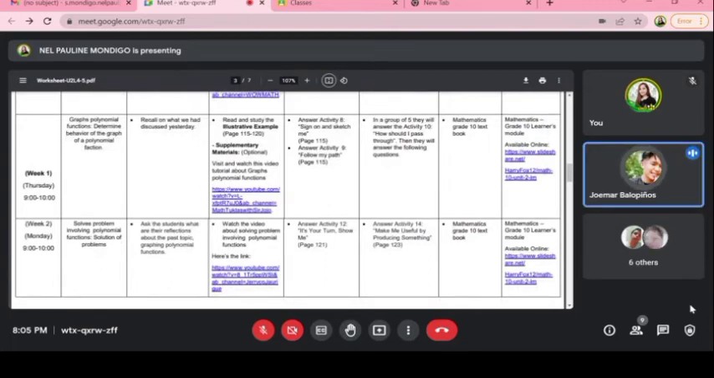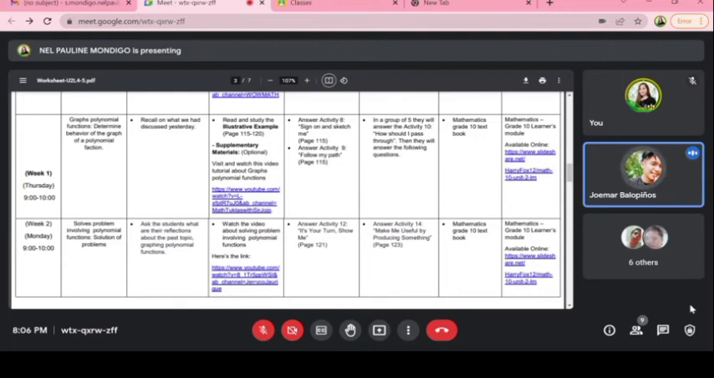On the fourth day of week 1, 9 to 10 a.m., the competency is to determine the behavior of the graph of a polynomial function. On contextualization, recall what we had discussed yesterday. On discussion, read and study the illustrative example on page 115 to 120. And in supplementary materials, it is optional. Visit and watch this video tutorial about graphs of polynomial functions, and here it is.